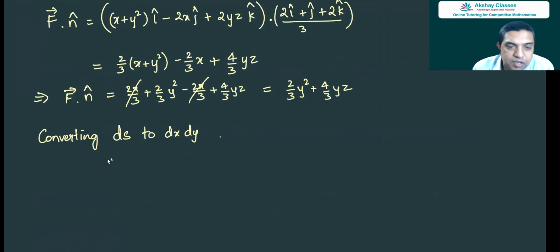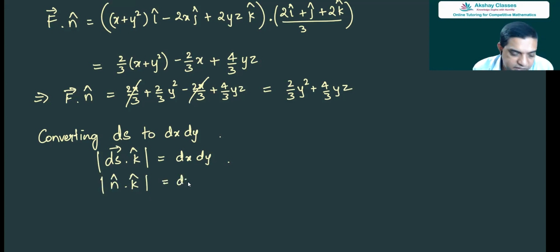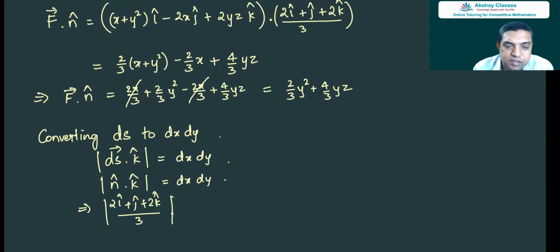So ds dot k will give me dx dy. So ds bar, that is n cap ds, dot k is dx dy. So now we know n cap. What is n cap? It is 2i plus j plus 2k upon 3, dot k.